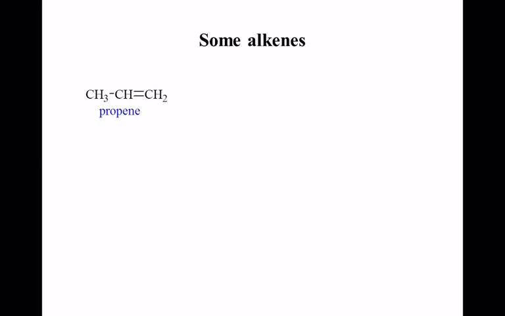So propene. Pro is P-R-O-P, prop is 3. So propene is a 3-carbon molecule that has a double bond in it. Now the problem when you get more than 3 is that the double bond can go different places. So somewhere in the name, like I said, it's been so long, you need to say where the double bond is.